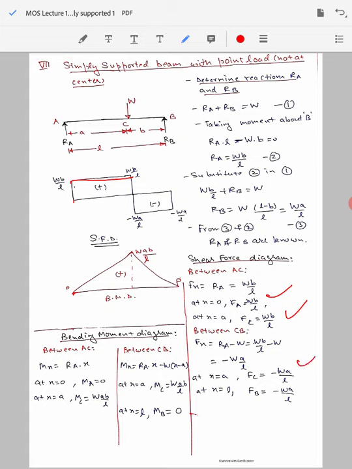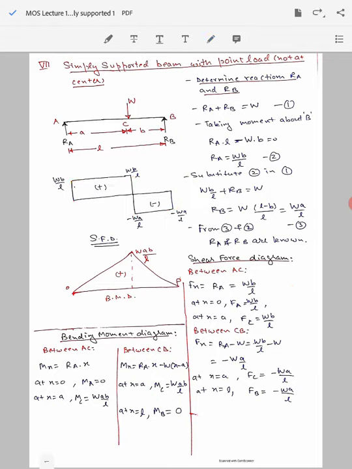Then I see at point C it changes from WB by L to minus WA by L, so there will be a vertical drop here from WB by L to minus WA by L, and then up to point B it remains the same, so again a horizontal line. So this is the shear force diagram that I will be getting. So I see it is changing from WB by L to minus WA by L exactly at the point where I am applying this point load.